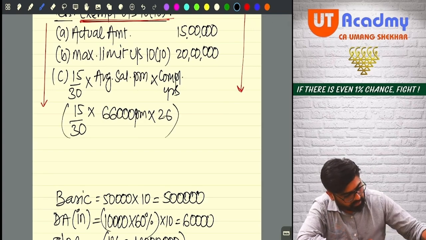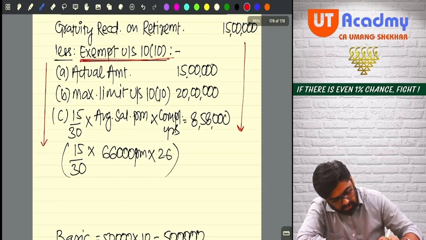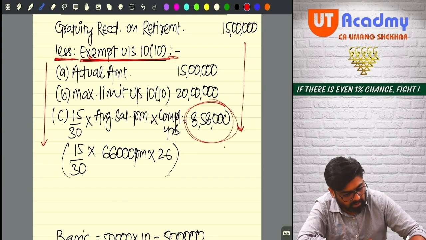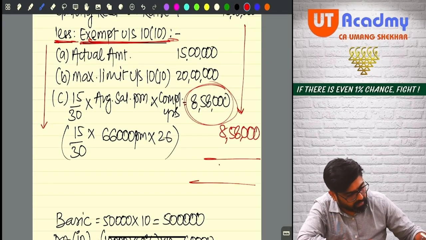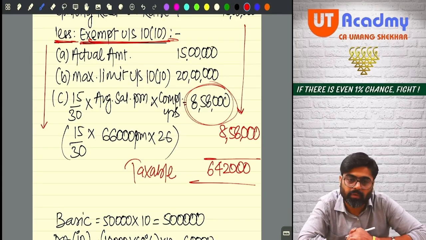Now, please make the calculation. 66,000 into 26 into 15 divide by 30. I will get 8,58,000. Now tell me, the amount which is exempt will be the lowest of these three. This is the lowest, 8,58,000. So out of 15 lakhs, now 8,58,000 will be exempt. How much will be taxable? 6,42,000. This will be the taxable amount.